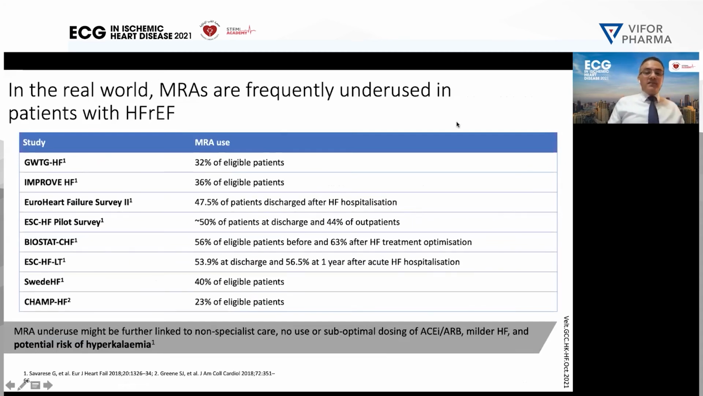MRAs, again, are frequently underused, and this information came from large real-world trials like the GWTG-HF, IMPROVE HF, the Euro Heart Failure Survey, and the other CHAMP and the Swedish Heart Failure. We can see that only 40 to 50% of the population of these registries are on the MRA. And this underuse may not only be because of the hyperkalemia, maybe non-specialist care, the patient is not visiting a heart failure specialist, maybe also it is due to suboptimal dosing of the ACE or ARBs, you cannot add it because of the hypotension, or also because of the renal function by itself.